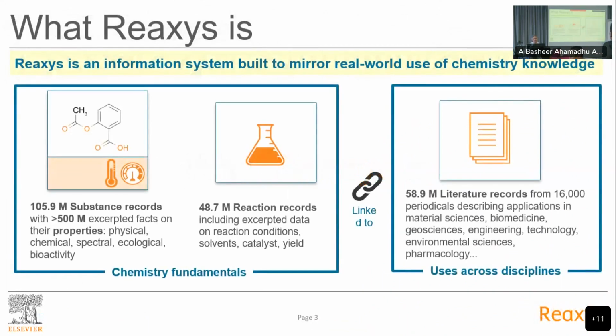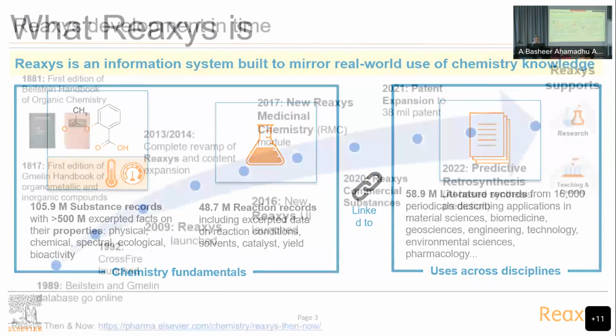So what is Reaxys all about? If you have experienced or searched it earlier, Reaxys is a database which has a lot of information about chemistry substances or chemical compounds. It has reactions. It has a lot of pharmacological data as well, and I will come back to it at a later stage. The content is excerpted from 16,000 plus periodicals, and we also accept data from patent literature as well.